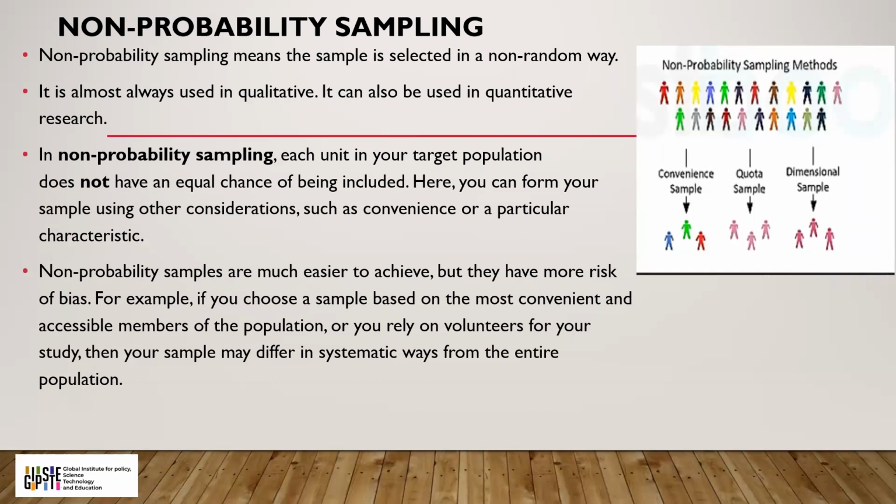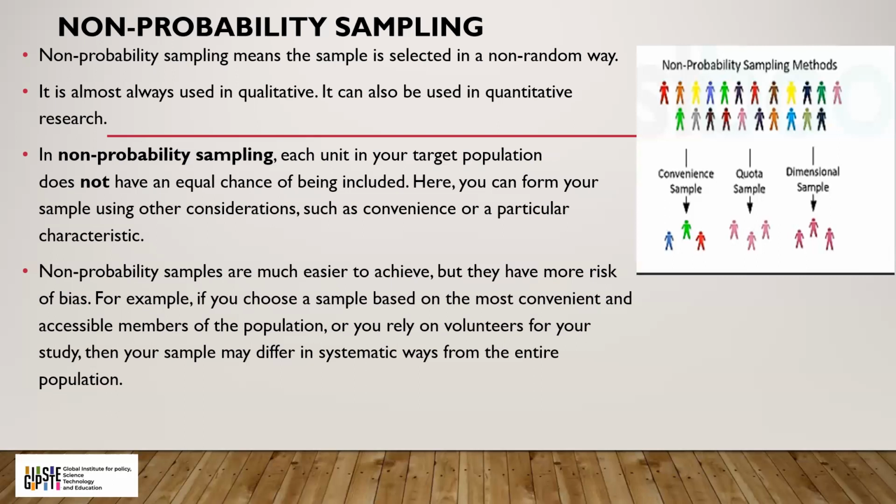Next is non-probability sampling or non-probabilistic sampling. Non-probability sample means that the sample is selected in a non-random way. It is almost always used in qualitative studies, but sometimes it can also be used in quantitative as well, okay? But predominantly it's being used in qualitative study. In non-probability sampling, each unit in your target population does not have an equal chance of being included because it doesn't involve randomization, okay? You don't do any random sampling here, all right?